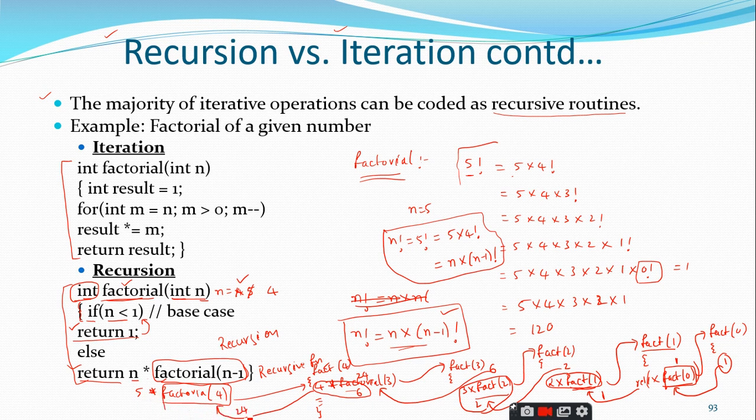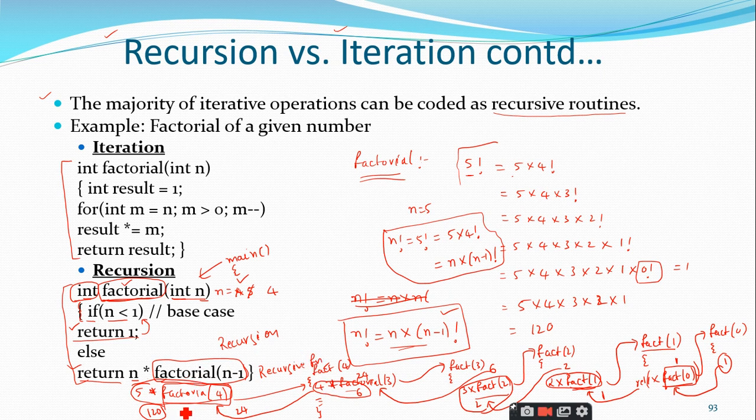So 5 multiplied with 24, that is 120. This value is calculated, and this final value is returned to the function which called the factorial. Who has called this factorial function with n value 5? It is nothing but the main function. So the main function will have this value of 120, where you can print it, depending on the programmer's logic. So this is how the function call takes place in recursion.